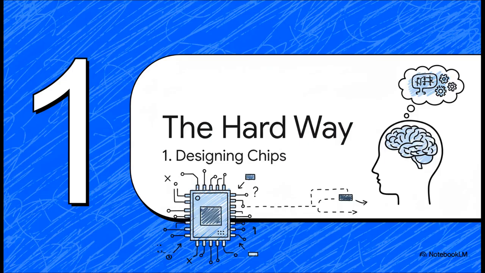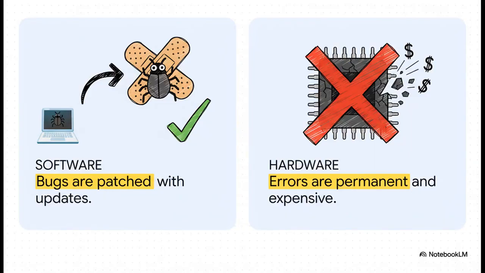To really get why this new solution is so clever, we first have to understand why designing chips has always been such a massive pain. You know, the old school human-powered way. This right here is the heart of the problem. If you're writing software and you find a bug, no big deal. You just push an update, right? It's fixable. But a computer chip?